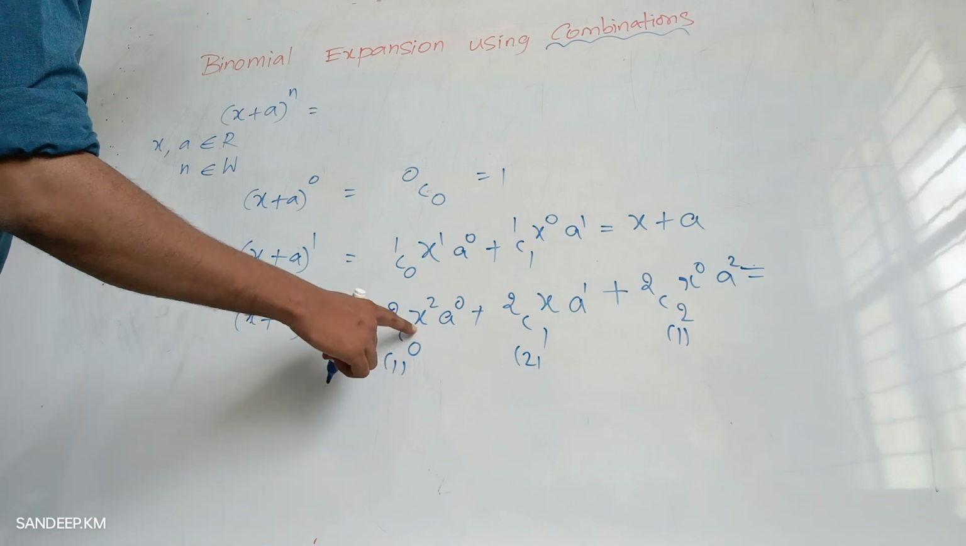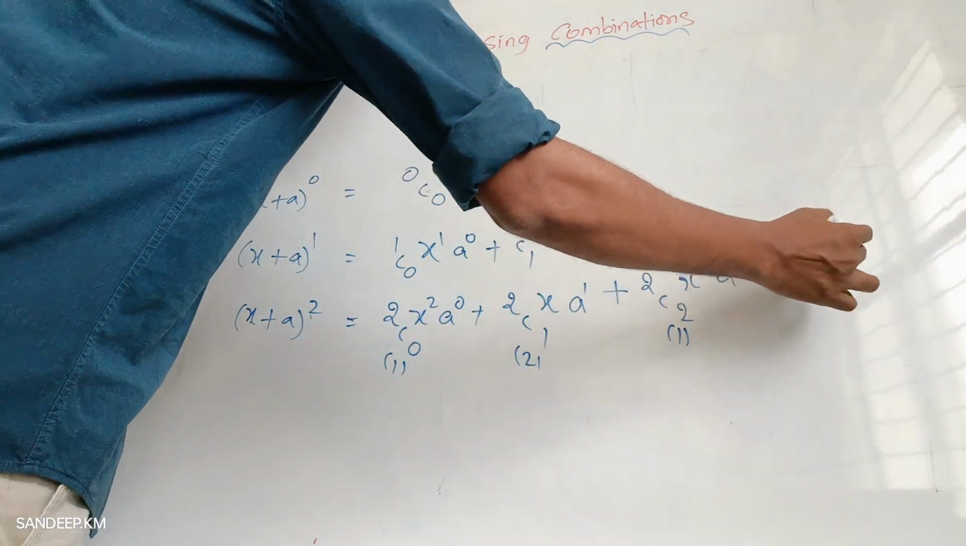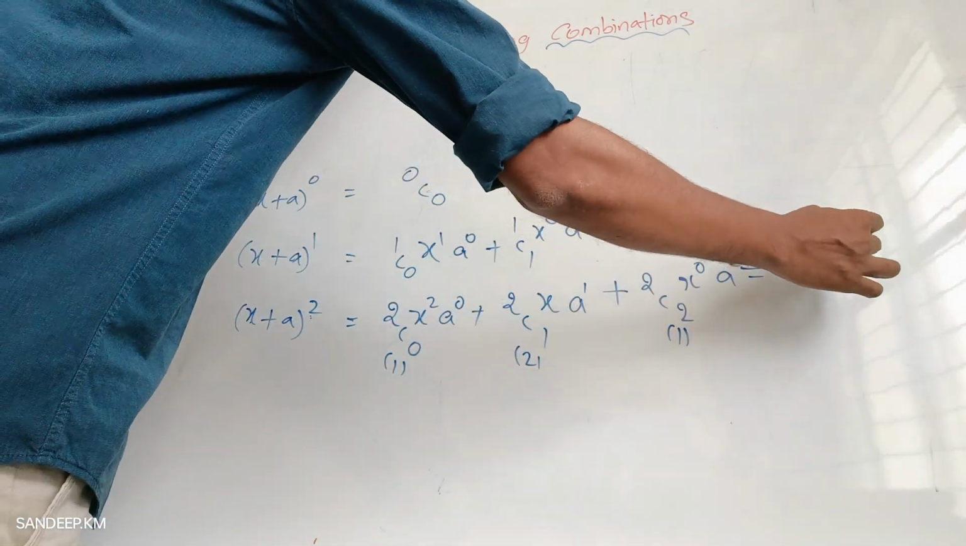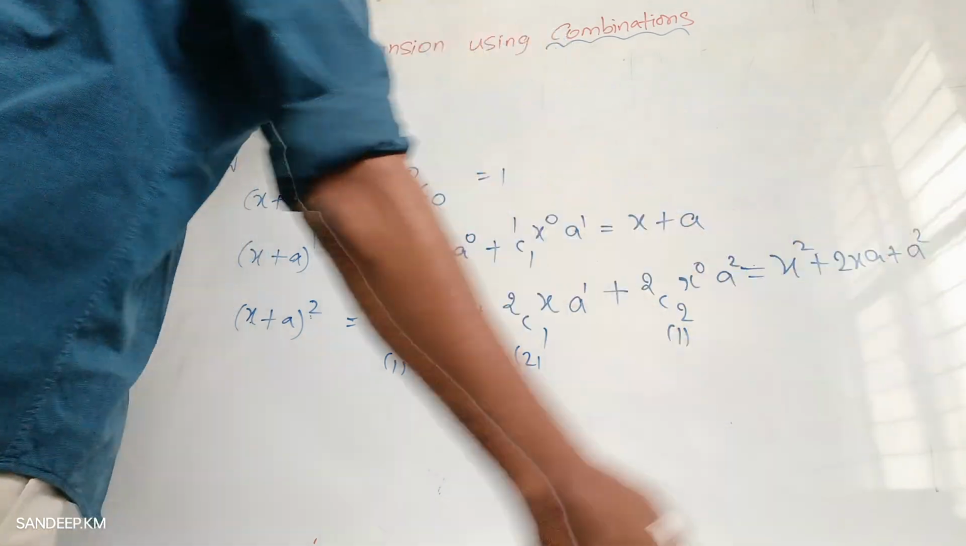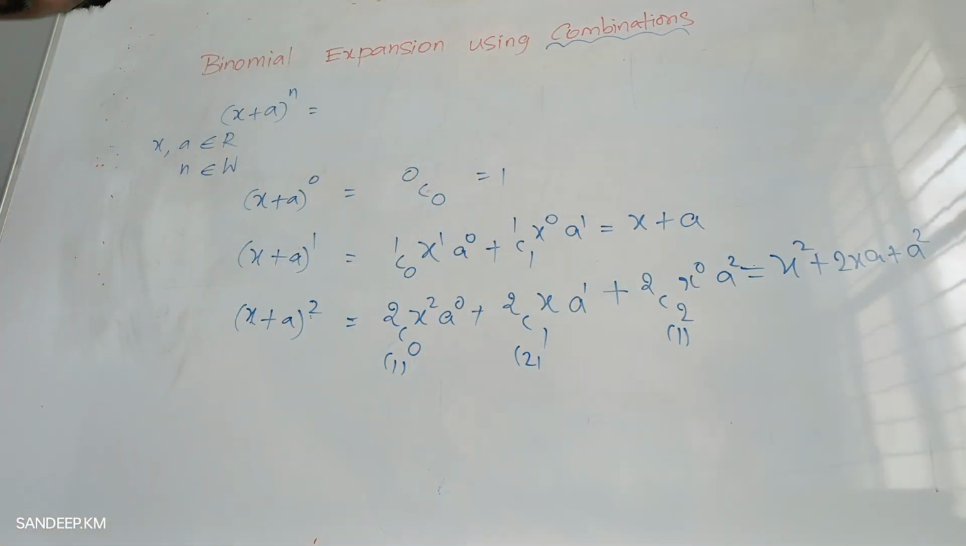So therefore 1 into x square plus 2 into x into a plus a square. So this is what you get if you simplify it, right? Next, what is x plus a whole cube?